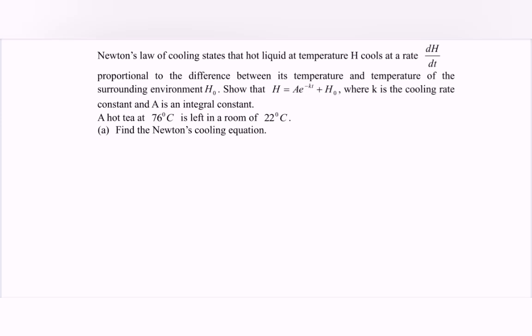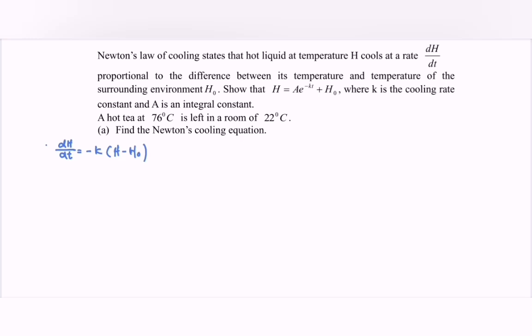Hello everyone, in this video I'm going to discuss an example for first order differential equation. Newton's law of cooling states that a hot liquid at temperature H cools at a rate dH/dt proportional to the difference between its temperature and the temperature of the surrounding environment, H0. So here we have the situation given: dH/dt equals negative k, because of cooling, multiplied by (H minus H0).